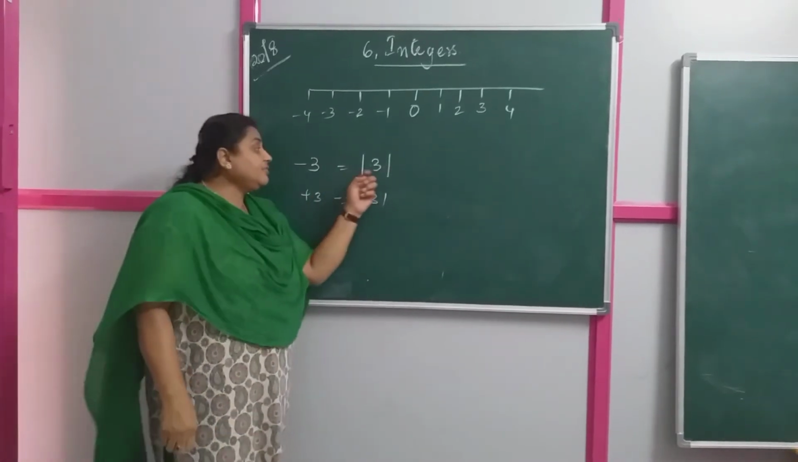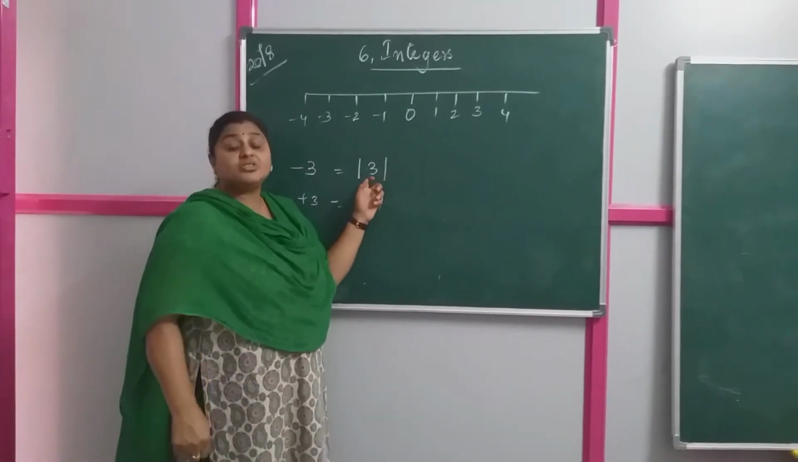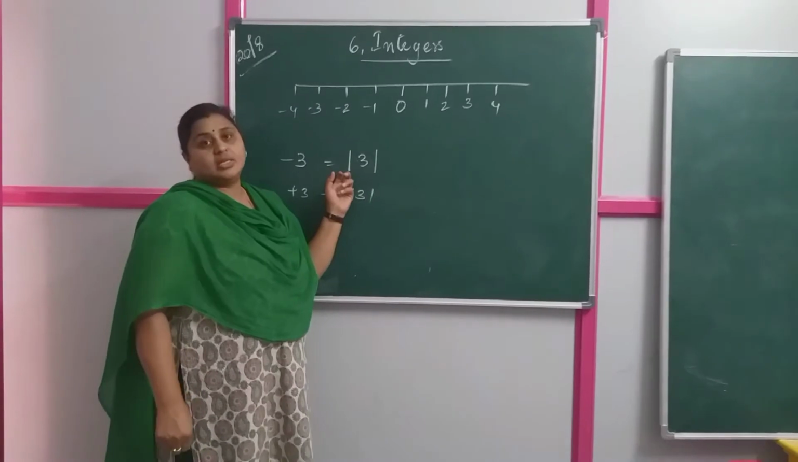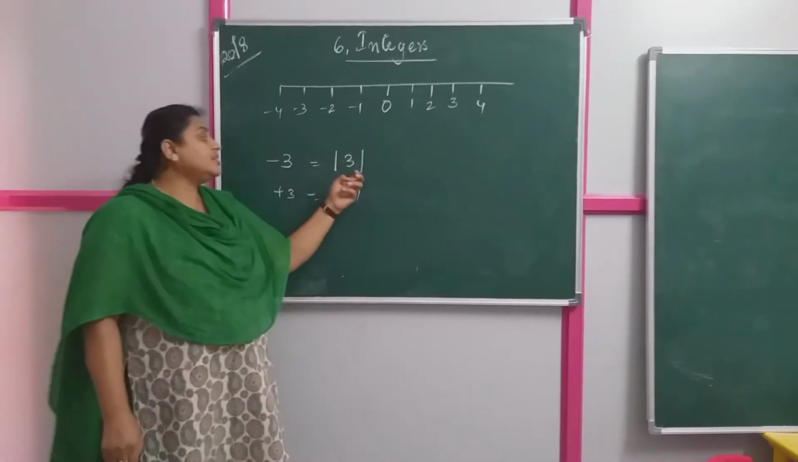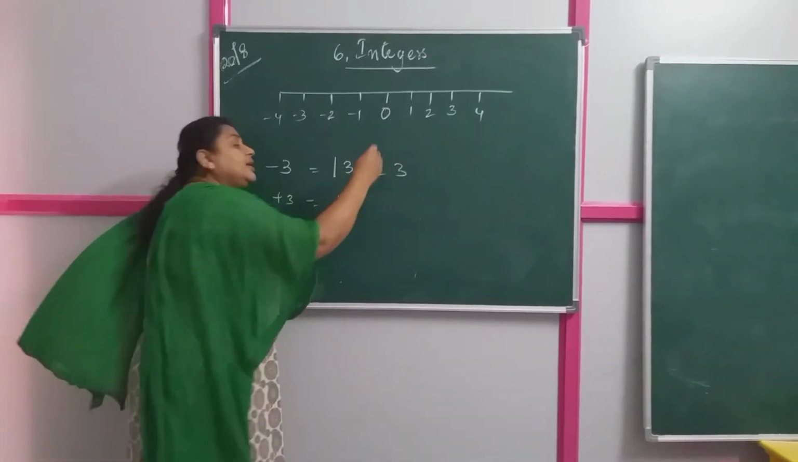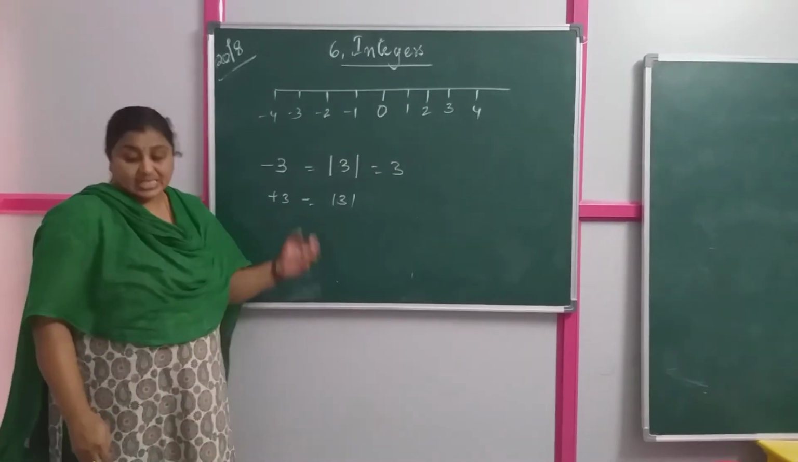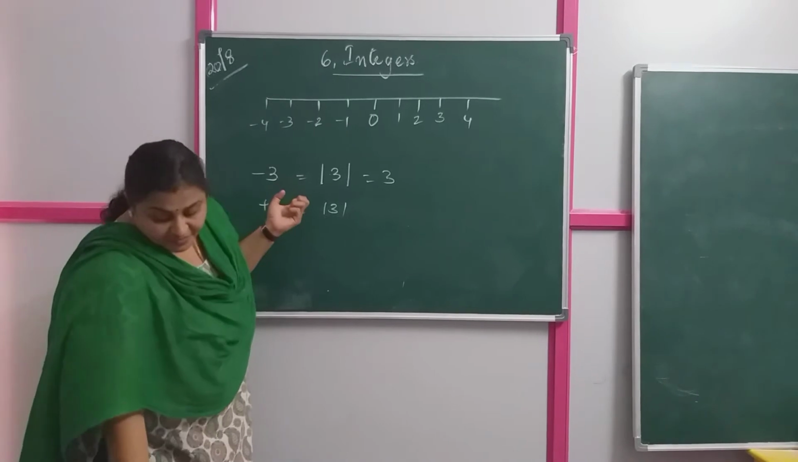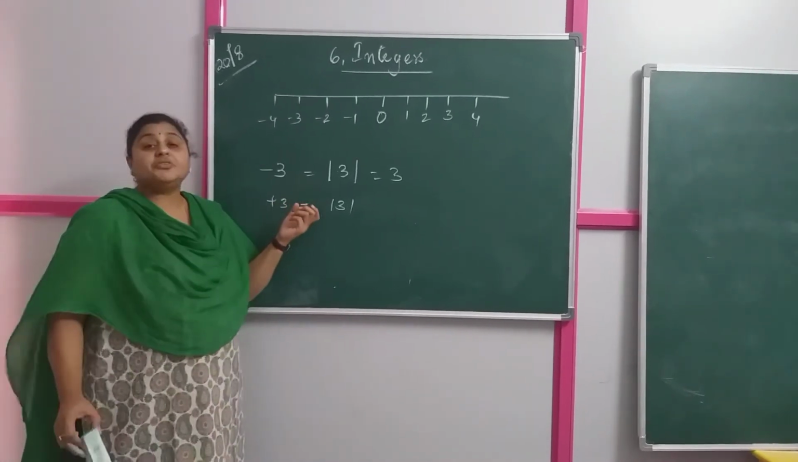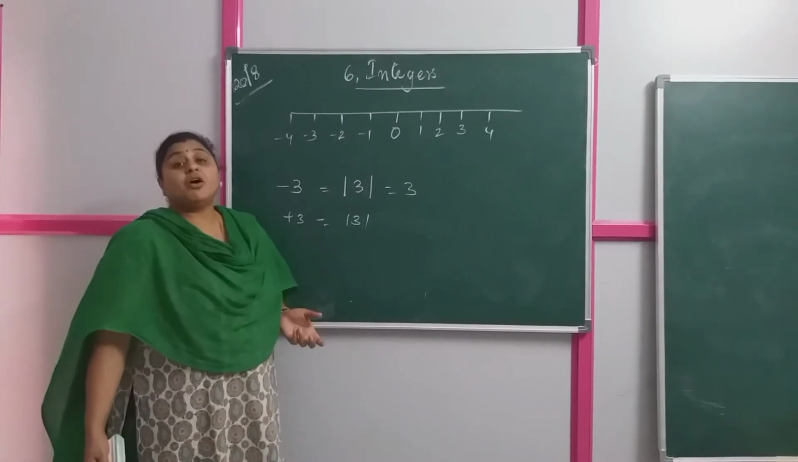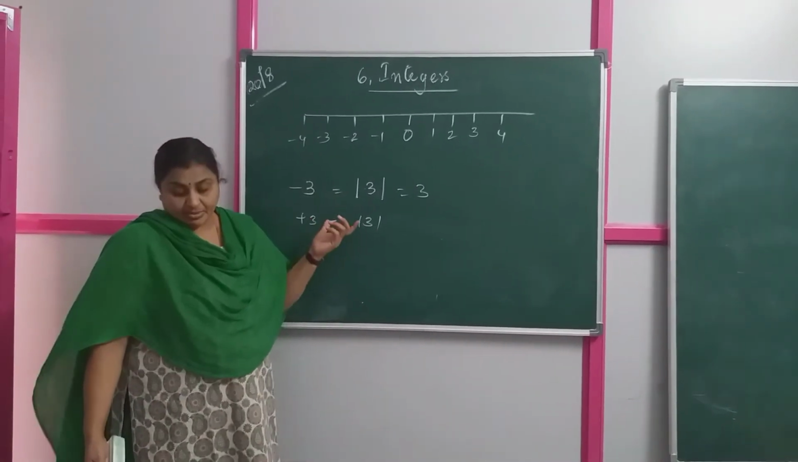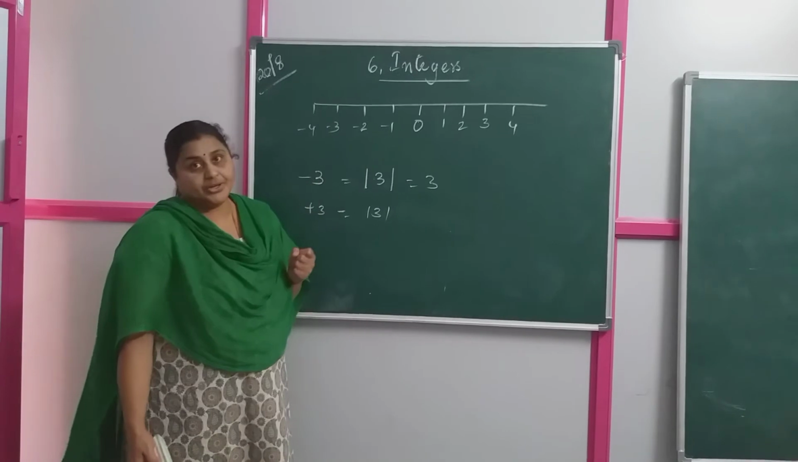And what we are doing, we are writing two lines. What is this called? This is modulus. Modulus 3. The absolute value of -3, the modulus, is nothing but 3 only. This is the absolute value of a number. So what do you mean by the absolute value of a number? The numerical value of a number irrespective of its sign is nothing but the absolute value. Got it, children?